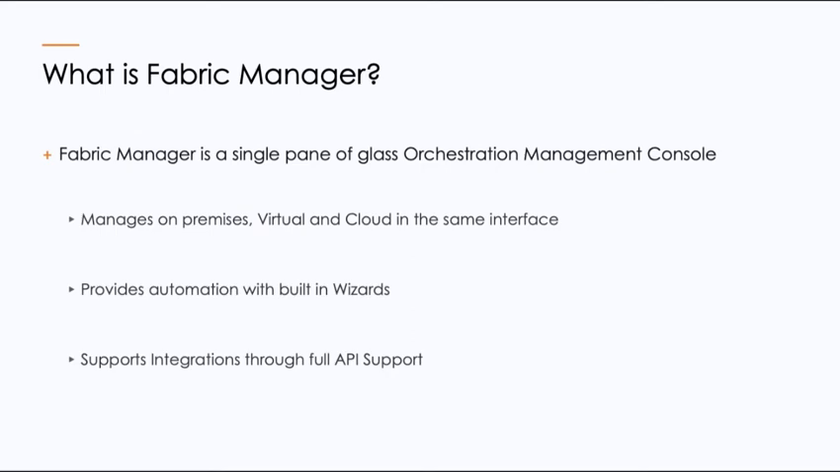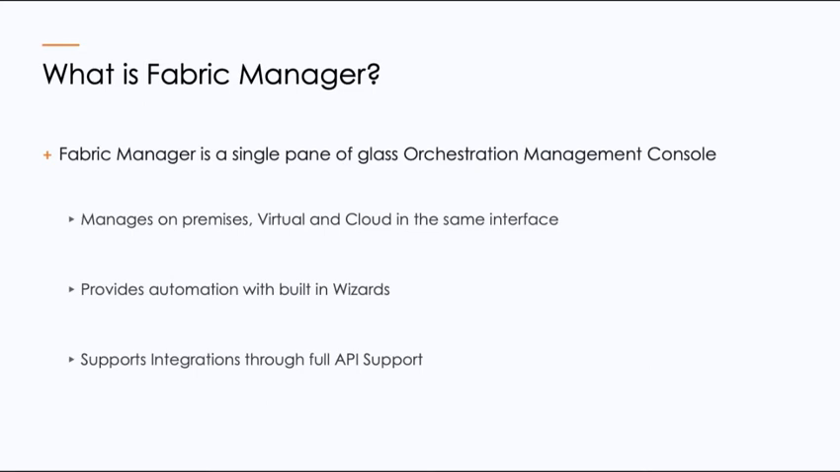Fabric Manager is our single pane of glass orchestration layer that manages your on-prem, virtual, and cloud offerings from Gigamon all in the same interface. It provides some automation through built-in wizards to configure things like inline SSL. It configures your pass-all maps, everything through an automation process. Now, you can do all of these, of course, by hand, but the wizards really make it easier.